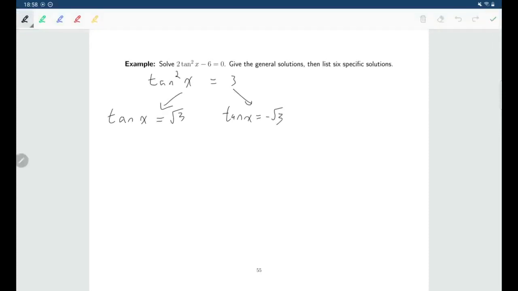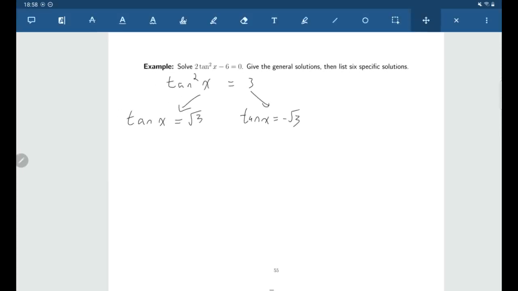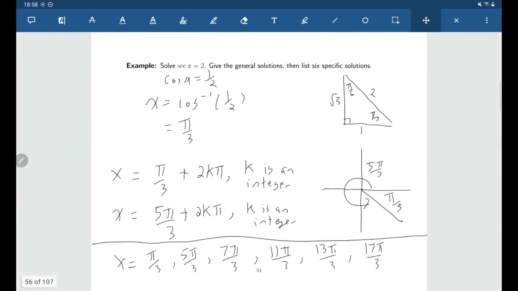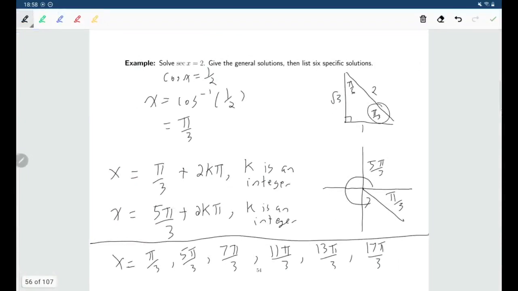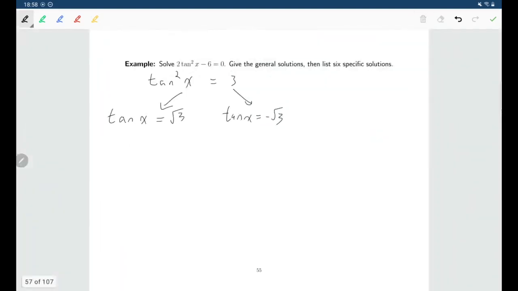If you're looking back at the special triangle that we had on the previous screen, we know that tangent of pi over 3 is root 3 over 1. So tangent of pi over 3 gives me root 3. And that also means that negative pi over 3 would give you a value of tangent being negative root 3.